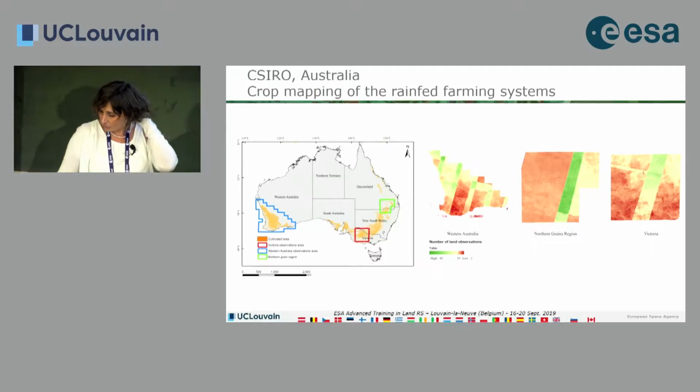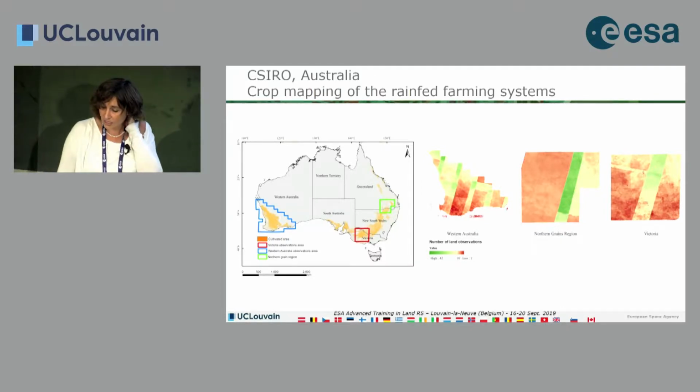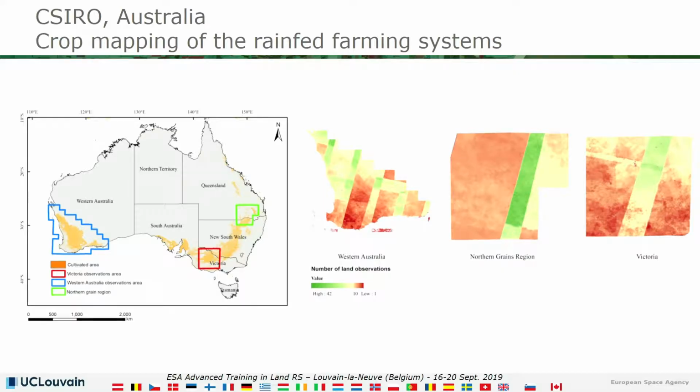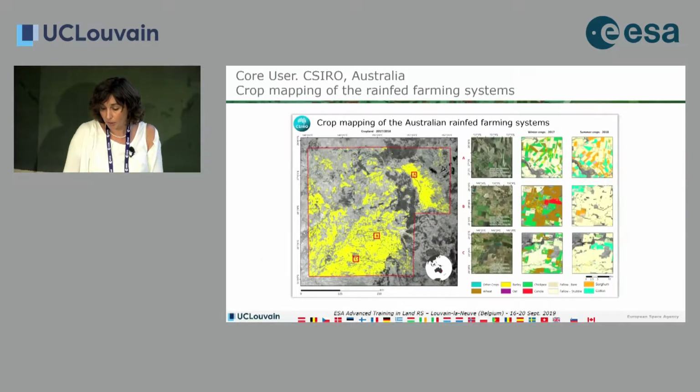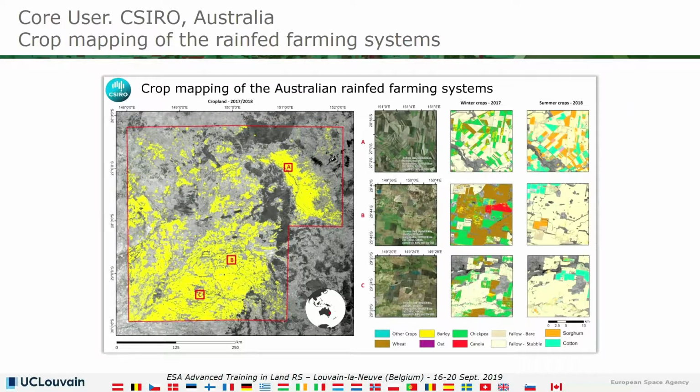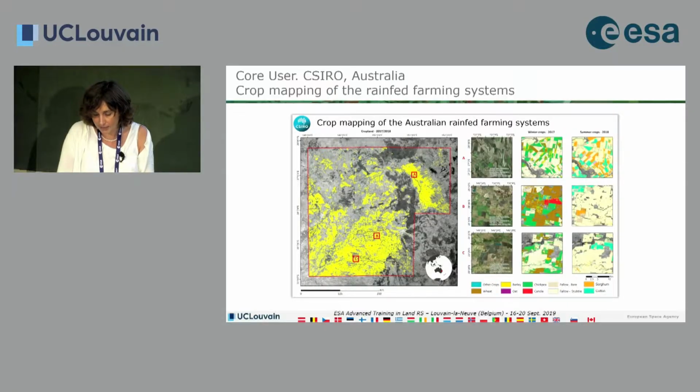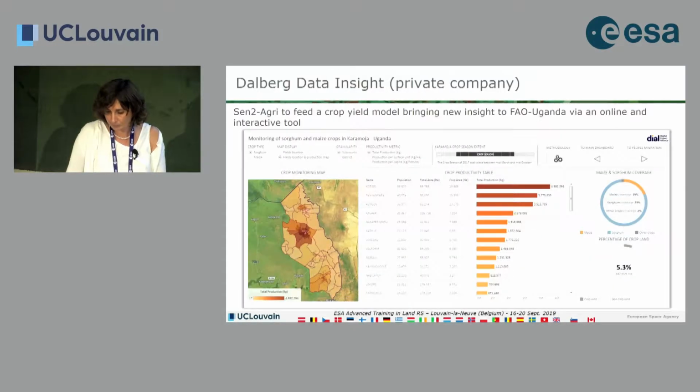Another example in Australia, by the CSIRO, where they have used Sen2Agri to map their rain-fed farming systems. You can see that this was only with Sentinel-2A also, and the amount of cloud-free acquisition is rather low, but still the results were convincing for them to map their rain-fed farming systems. So they were rather happy, and they are continuing using it. They are trying to apply it on grassland also, maybe, because grassland is a key ecosystem in Australia.